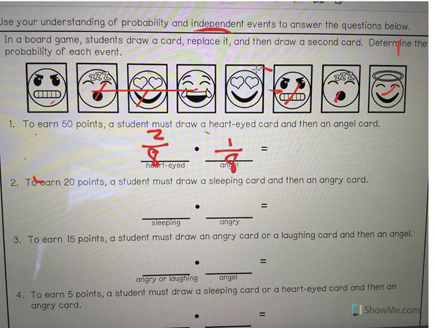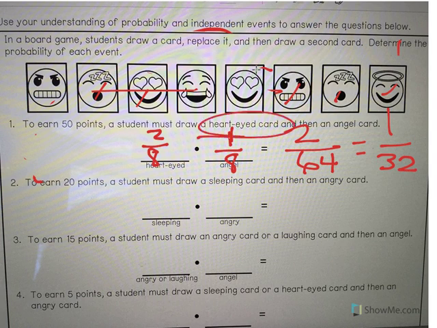Okay, so right here we do 2 times 1 is 2, and then 8 times 8 is 64. Please reduce that, which equals 1 out of 32 chances, right? So he has 1 out of 32 chances that he will both draw a heart and an angel. Not too bad, right? So I want you to put me on pause and try number 2.